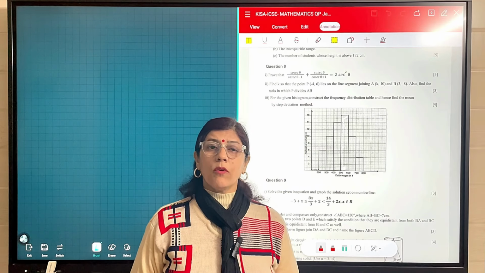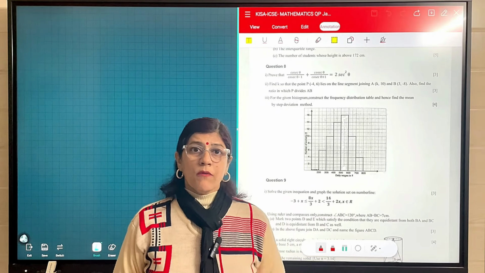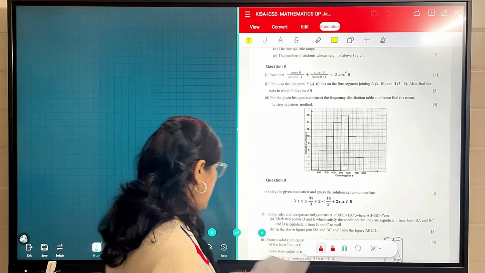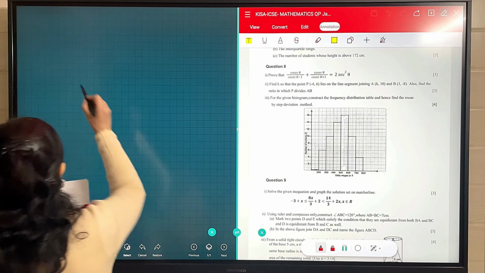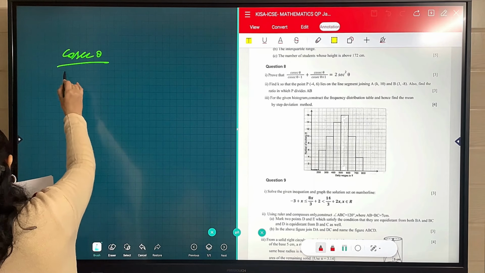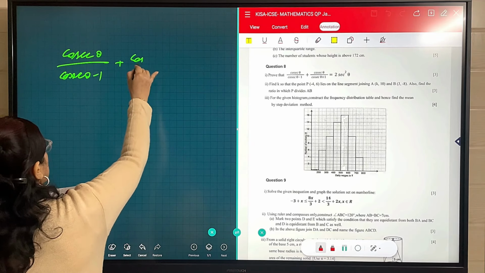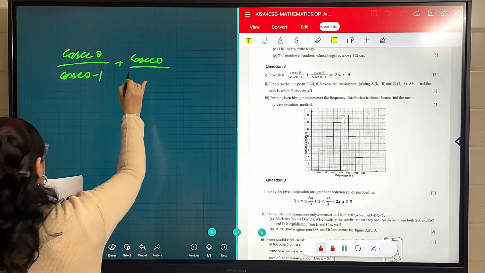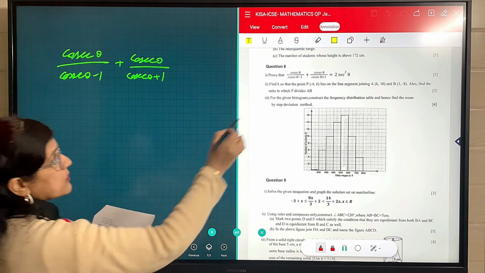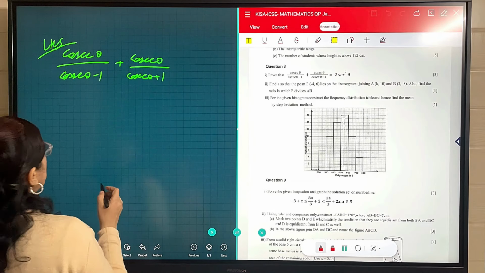Today I am going to solve question number 8 onward from the Karnataka ICSE Association paper for mathematics for the year 2026. So question number 8 is from trigonometric identities. Our first question, first part is cosec theta upon cosec theta minus 1 plus cosec theta upon cosec theta plus 1 is equal to 2 sec square theta, but conventionally we will take only one side. So left hand side I am taking.